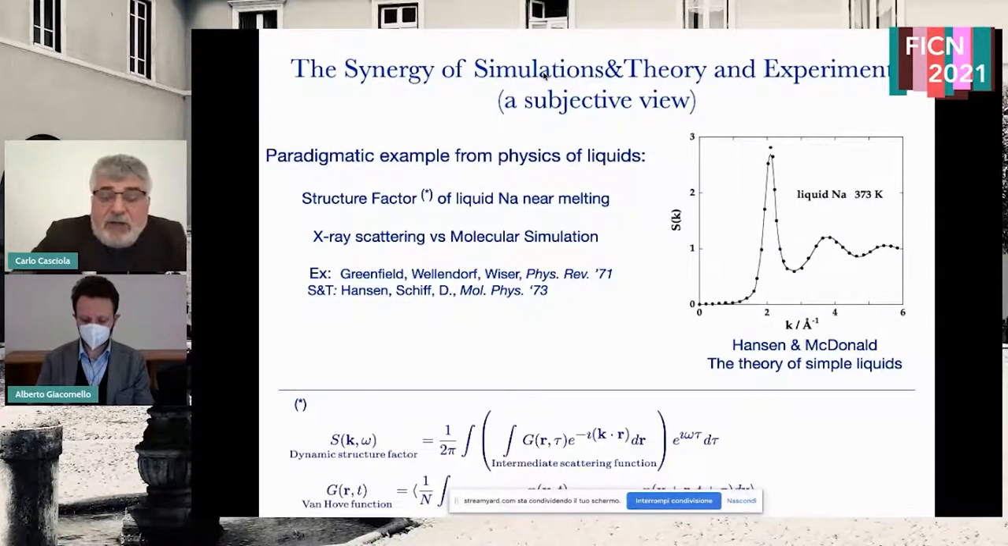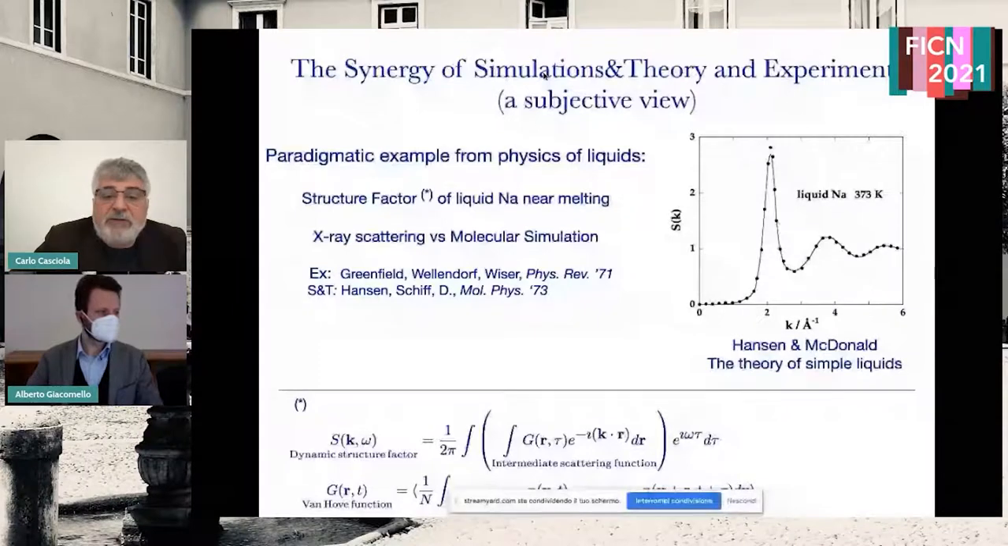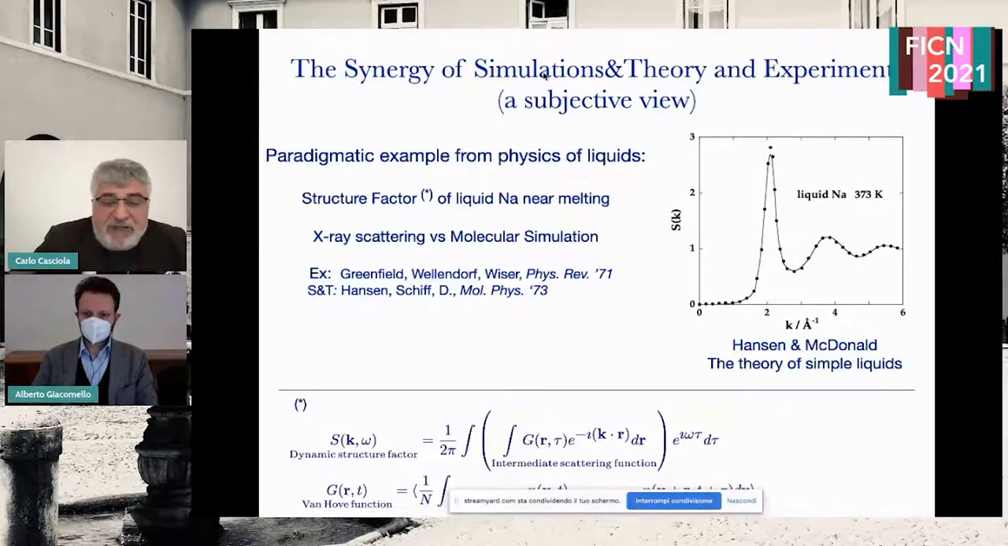This is a paradigmatic example in which you see the comparison between the experimental values for the structure factor of liquid sodium near melting, compared with atomistic simulation. The interesting aspect here is that what you measure is something technically called the intermediate scattering function. And immediately it's not so clear what it means from the physical or atomistic point of view. Of course, if you develop the theory, you end up, or actually Van Hove ended up, with the definition of this correlation function, which directly connects the dynamic structure factor to something related to the density distribution in the microscopic system, which is something that nowadays, with present-day computers, we can calculate.